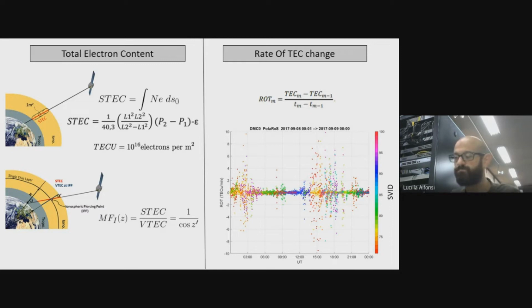That is a very useful parameter, as we can see, that gives us the idea about how the ionosphere is changing in space and in time, because we are looking at different times, but the satellite is moving, so we are looking at different points of the ionosphere. So this is a kind of merge of temporal and spatial derivative of the TEC.